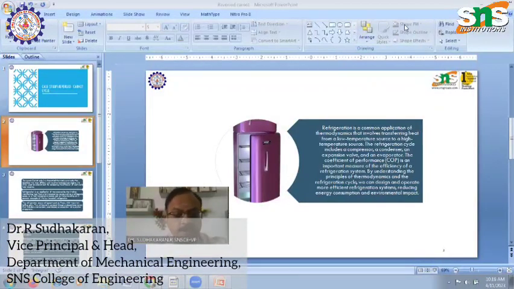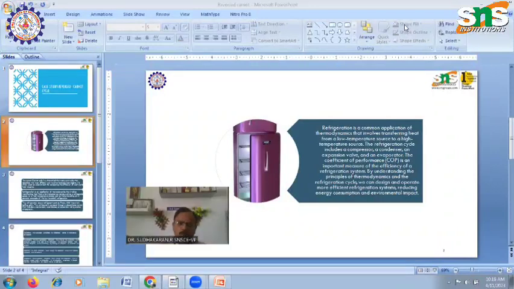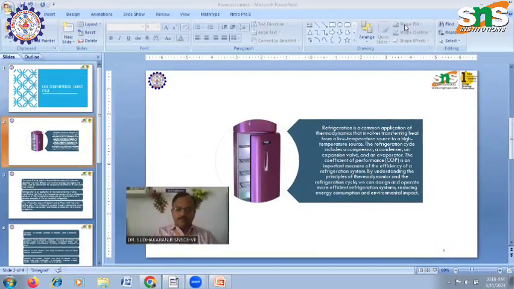So today we are going to see another important topic in thermodynamics, a reversed Carnot cycle. So what is a reversed Carnot cycle? A reversed Carnot cycle is an idealized thermodynamic cycle using which important equipment like refrigerators and air conditioners work.